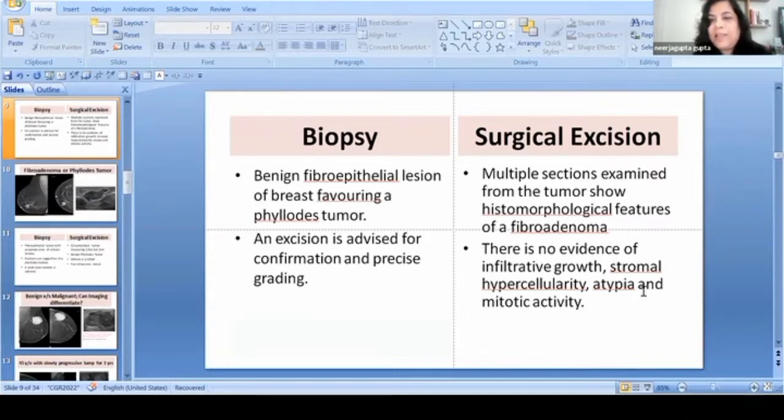So we are as confused as the pathologist, because there is so much of overlap between fibroadenoma and small phylloides tumors, both on imaging as well as on pathology. So there was no evidence of any phylloides-like features when it was excised.